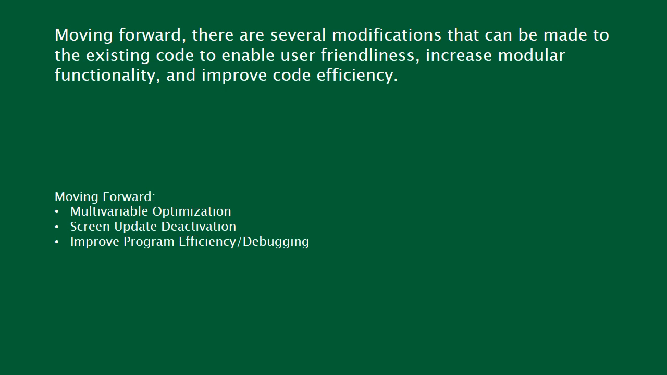So, moving forward, there are several modifications that can be made to the existing code to enable user friendliness, increase modular functionality, and improve the code efficiency. For example, making the optimization routine able to handle and optimize multiple variables. Deactivating the screen update in Solidworks is also something that needs to be done.